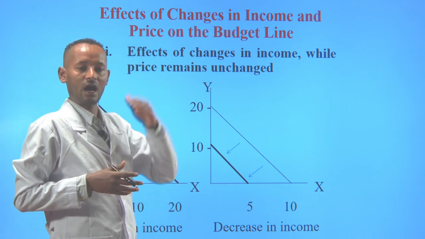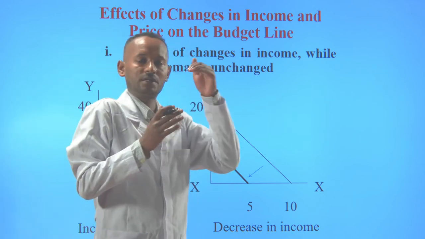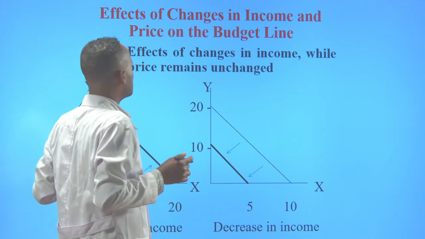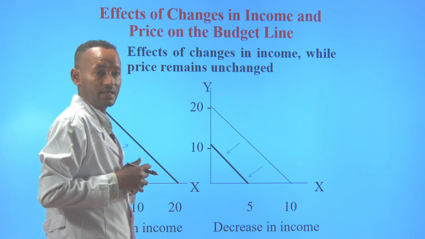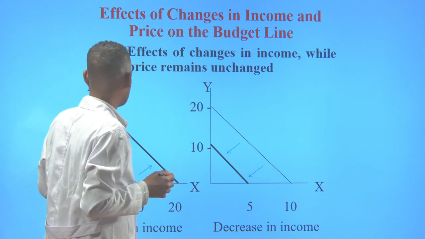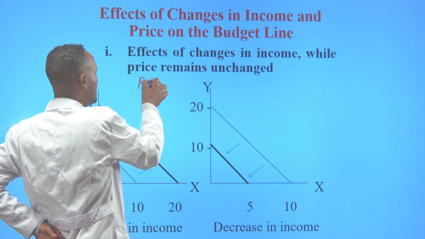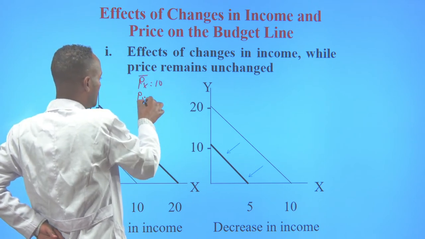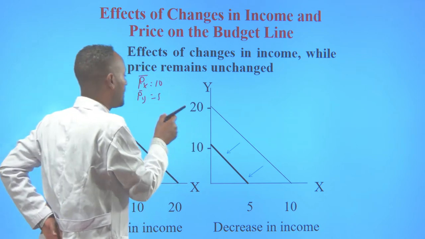With an increase or decrease in income, there's a change in the budget line. And with an increase or decrease in price, there's also a change in the budget line. So what are these effects? First of all, let's see the effects of changes in income while the price of the two goods remains unchanged. Here, this is the original budget line, and the price of X, which was initially 10 birr, remains unchanged, and the price of commodity Y is 5 birr, which remains unchanged. The only factor that will be changed here is the income of a consumer.